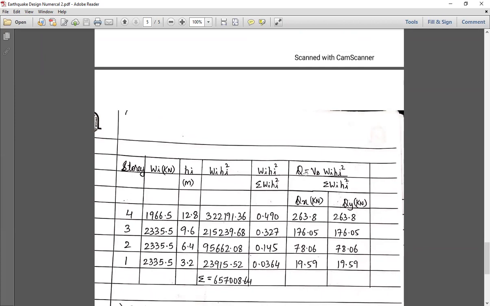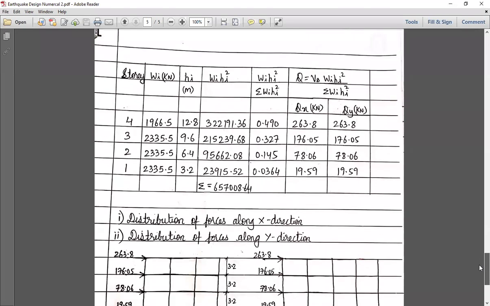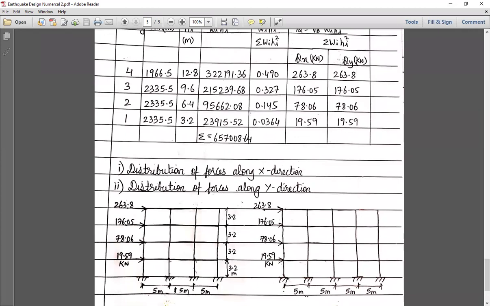Just check. Okay, fine. ठीक है. So this is the way you can do it in a tabular form, which is very convenient. ठीक है. So now after this, the last step is to draw the figure. I've just shown the distribution of the lateral forces Q on the elevation.